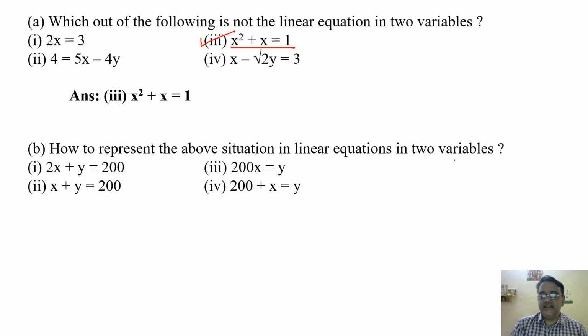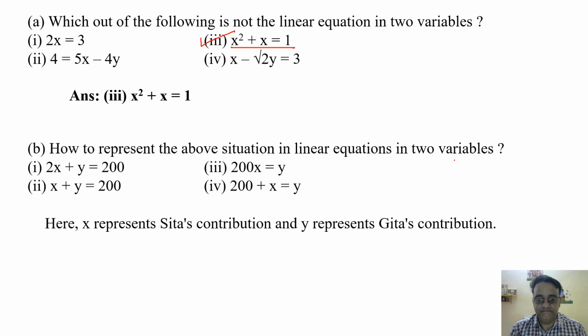So, if we take Sita's contribution as x and Geeta's contribution as y, and the total contribution is 200, then x plus y is equal to 200, and the correct option is the second one. Right. So now we are moving toward the next question.